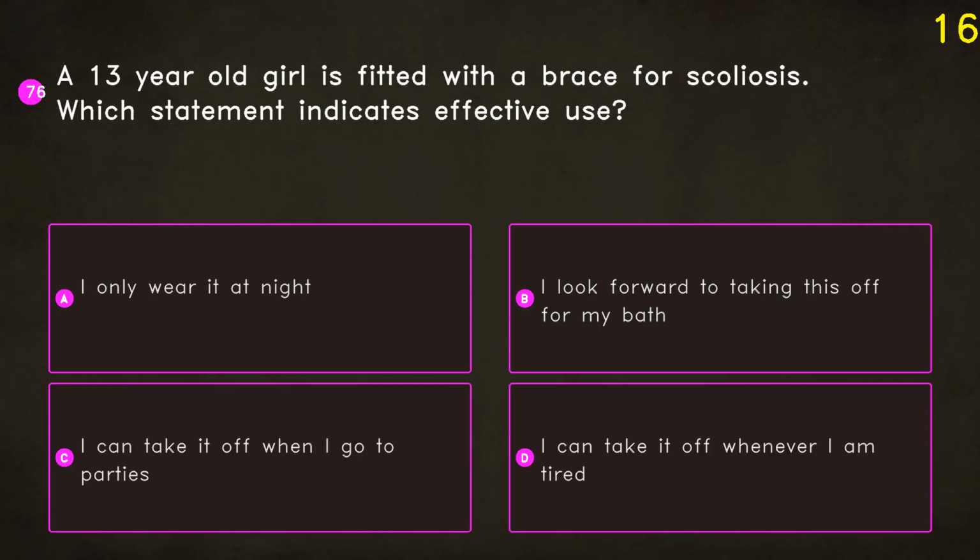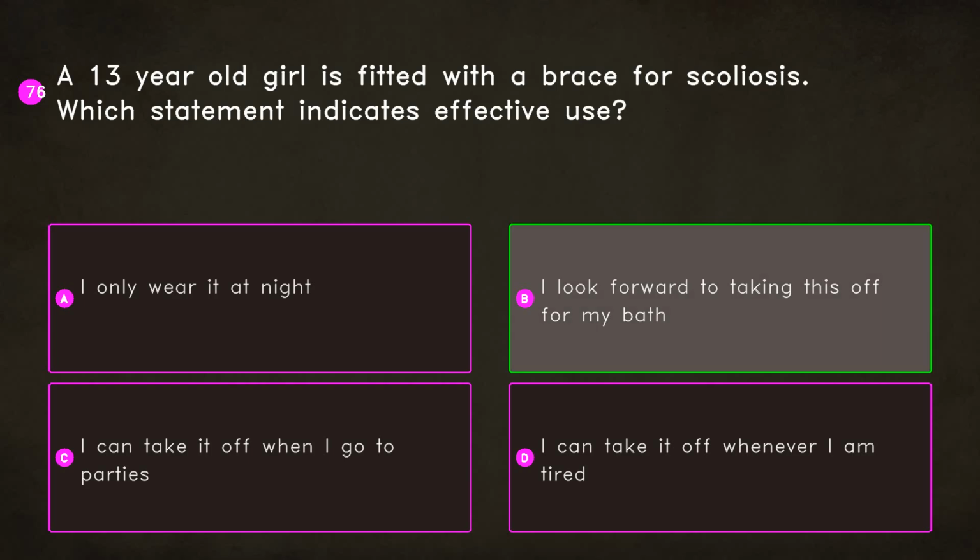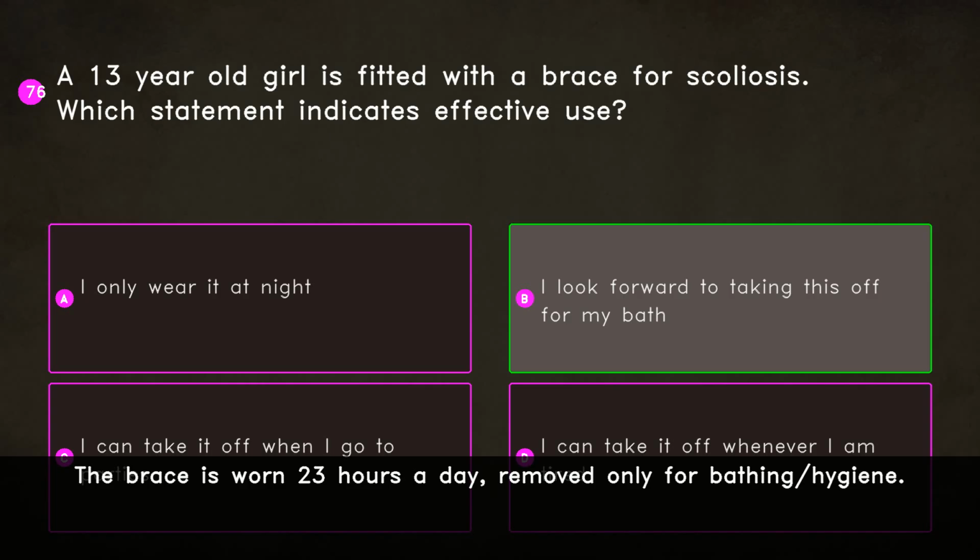Question 76. A 13-year-old girl is fitted with a brace for scoliosis. Which statement indicates effective use? A. I only wear it at night. B. I look forward to taking this off for my bath. C. I can take it off when I go to parties. D. I can take it off whenever I am tired. The correct answer is I look forward to taking this off for my bath. The brace is worn 23 hours a day, removed only for bathing and hygiene.